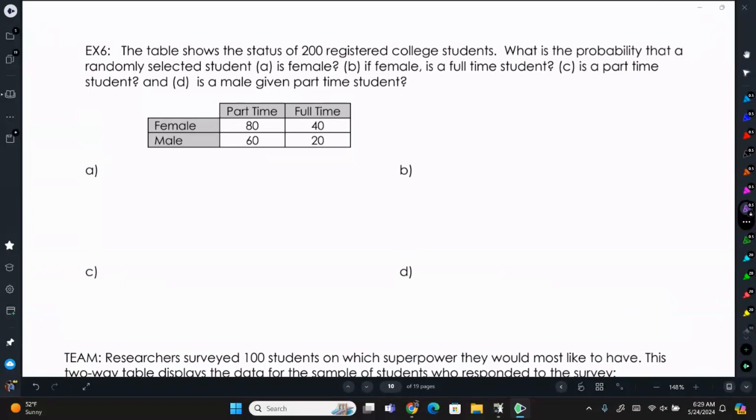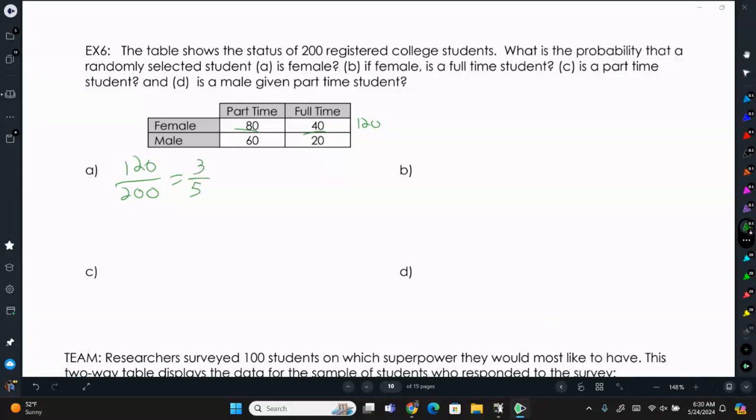What is the probability that a randomly selected student is A, female, B, if the student was female, is a full-time student, C, is a part-time student, and D, is a male student given part-time student. So the probability of A, female. Well, how many females do we have? 80 plus 40 is 120. So 120 out of 200. And again, we want to reduce that fraction. Then we get 3/5.